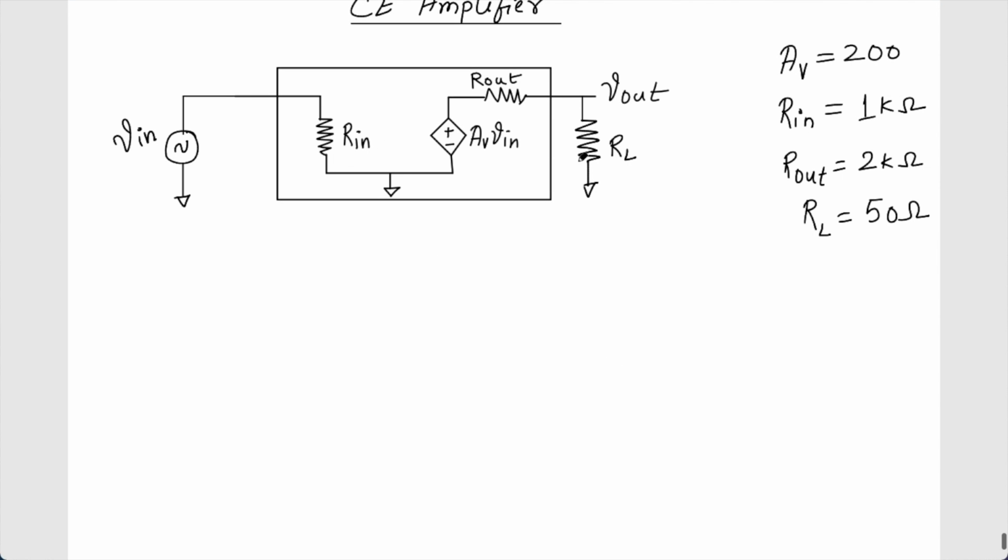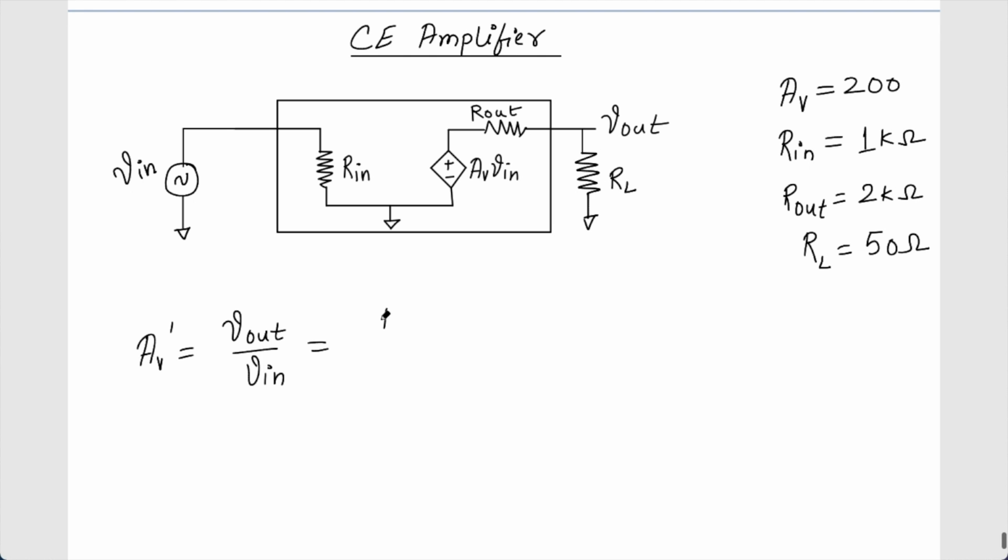So now of course we can find out the V out here. AV times the V in is directly coming here, and we can easily find out the gain. So the new gain AV dash will be V out by V in. In this case a simple voltage division is going to happen here, just like we have discussed before. So it will basically be RL by R out plus RL into AV. So we can write V out as RL by R out plus RL into AV times V in, and if we divide it, we have the V out by V in. This is what we had seen before also.